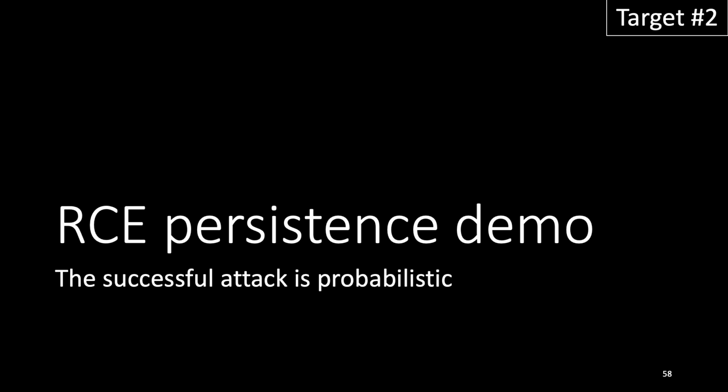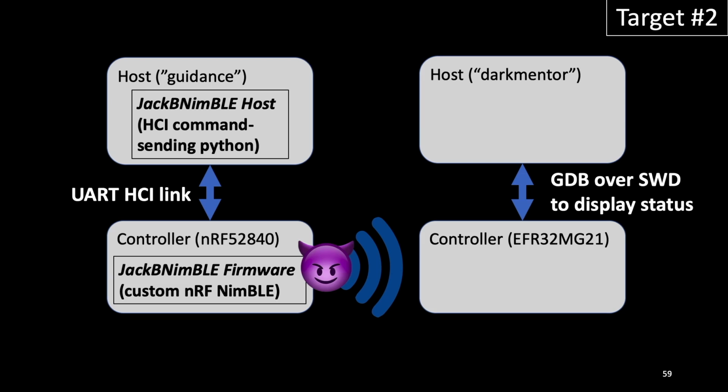And let's look at the RCE persistent demo. I set up my JackBNimBLE here, and this JackBNimBLE will send a malicious packet over the air, and we will attack the controller, and it will persist.